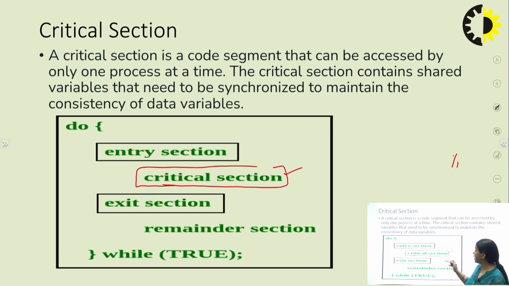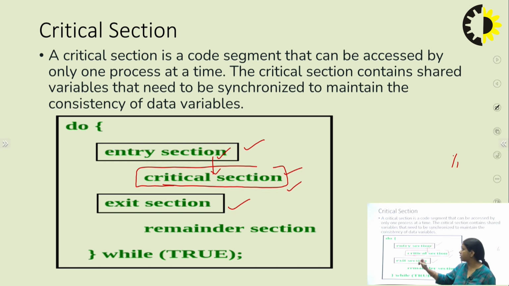Now you can see here there is an entry section and an exit section also. What is the need of this entry and exit section here? Because multiple processes cannot enter the critical section simultaneously, at one time. There should be some entry condition for a process to enter the critical section. Firstly, it will check the entry condition. If the entry condition is satisfied, then the process can enter into its critical section.